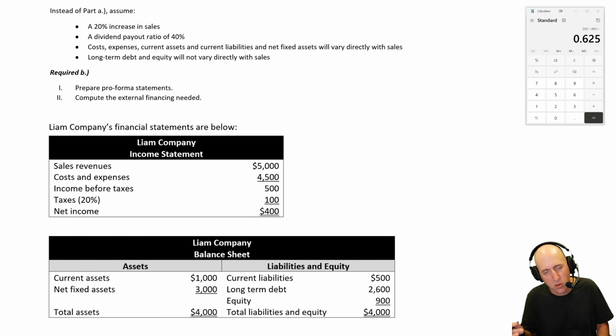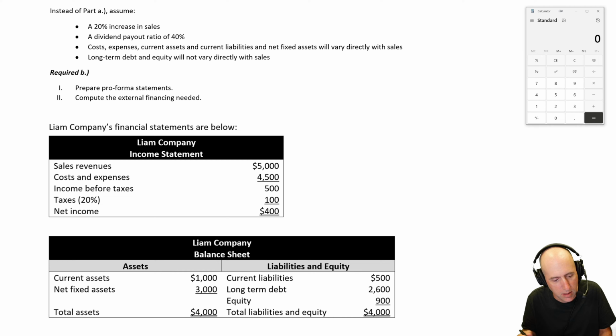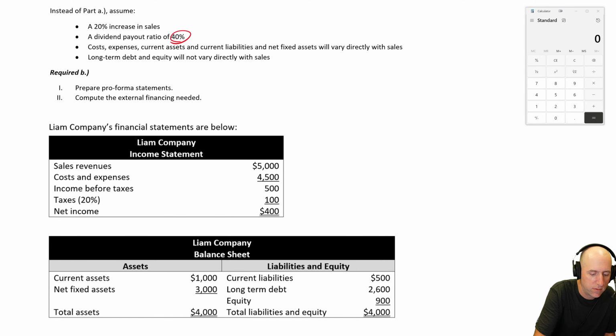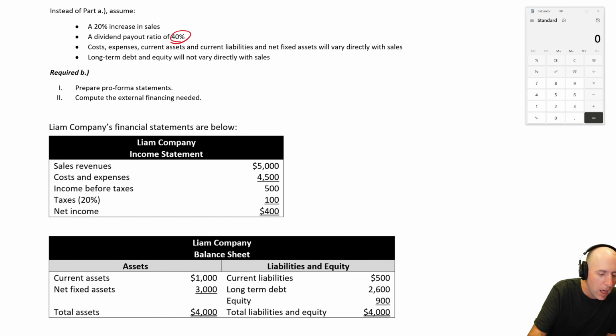Part B has us looking at the same set of statements but doing slightly different things. So it says instead of part A, assume a 20% increase in sales. So actually that was the same. A dividend payout ratio of 40%, so not the 62% or the 30% that we had in the previous version. So just a different scenario here.